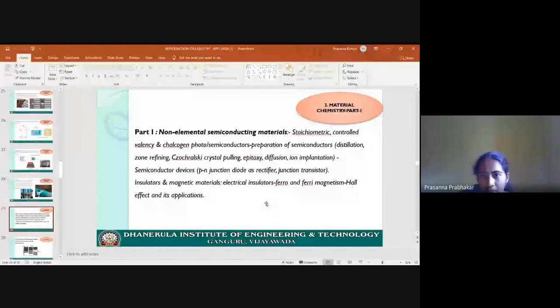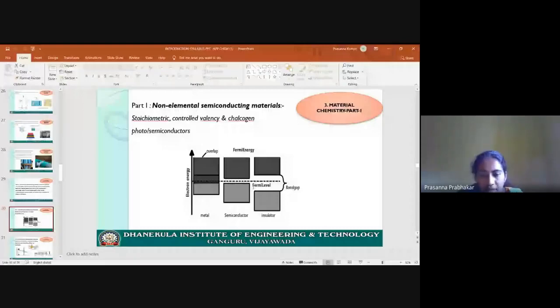Okay. Next, the third unit is material chemistry. This material chemistry mainly consists of non-elemental semiconducting materials. In this unit, we first discuss what is a metal, what is a semiconductor, and what is an insulator. What is the difference between a metal, a semiconductor and an insulator? In this part, metal, semiconductor and insulator may be defined based on the band gap between the electron transitions or orbitals.